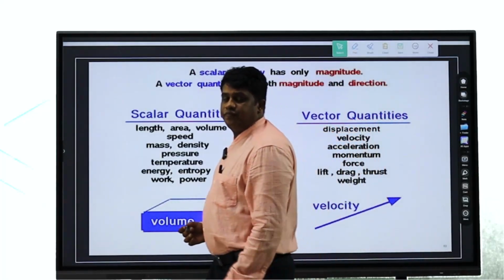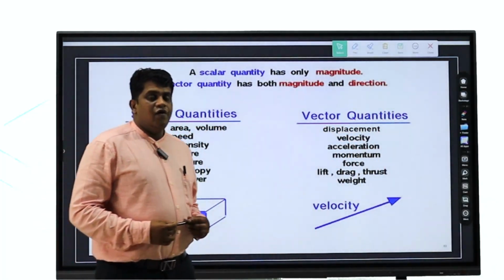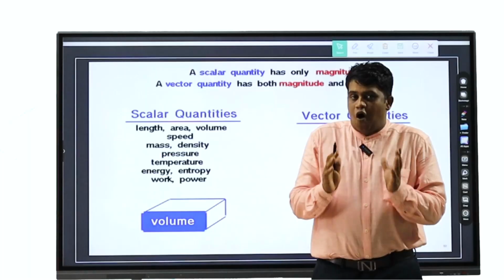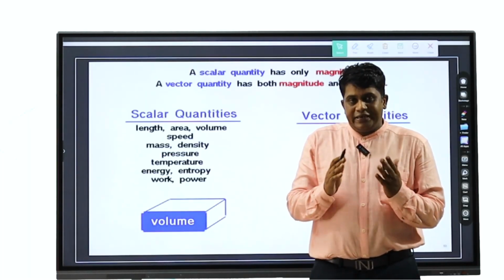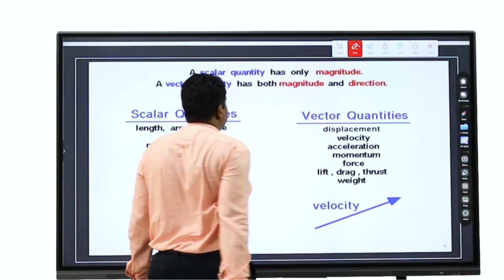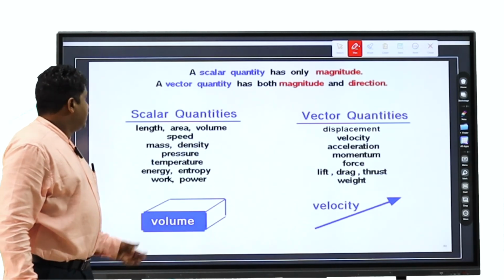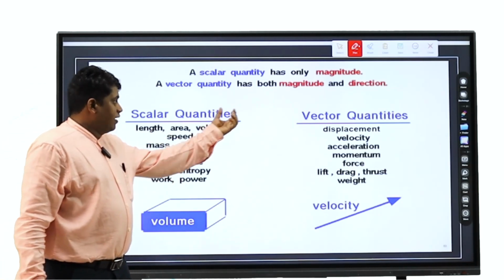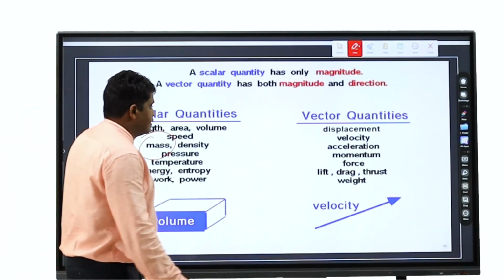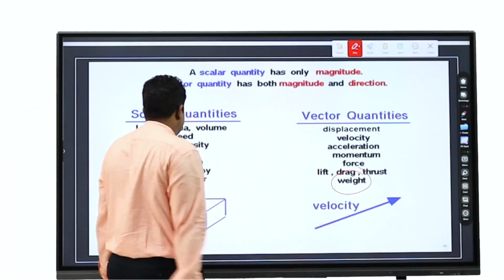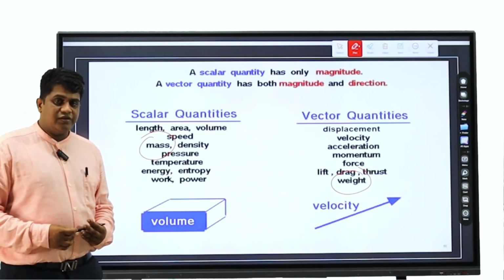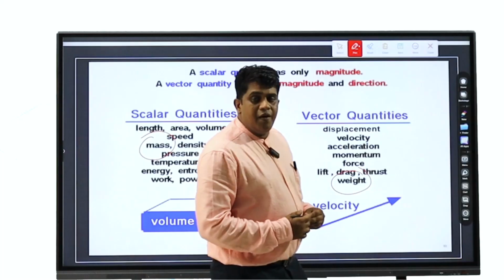Then what is a vector? A vector is a quantity which has both magnitude and direction. A scalar is a quantity which has only magnitude. What does that actually mean? Some quantities are listed as scalar quantities and vector quantities. I am taking mass from the scalar quantities and weight from the vector quantities. What is the difference between mass and weight? Mass is the content of matter.